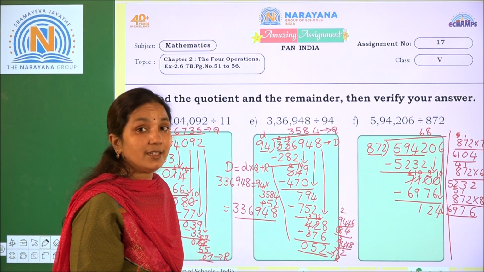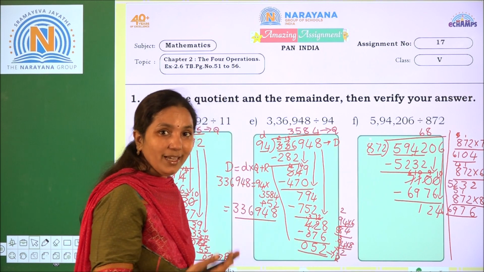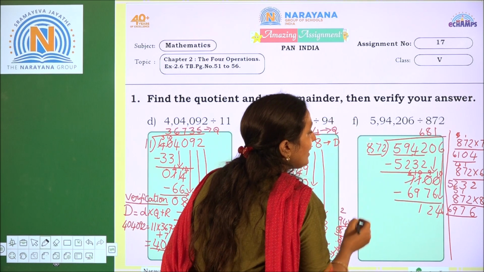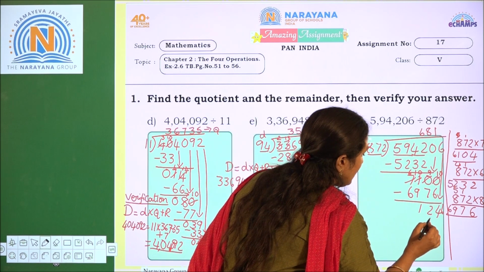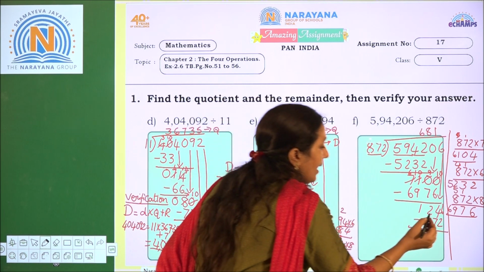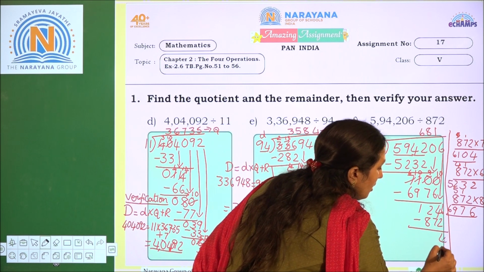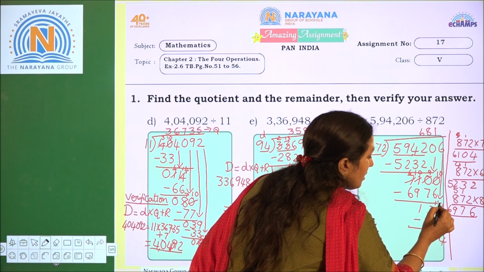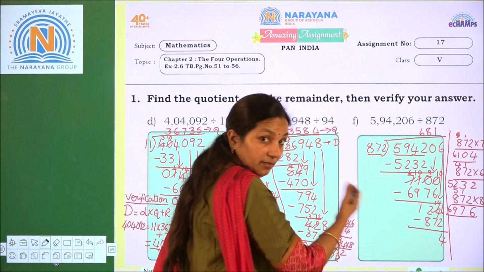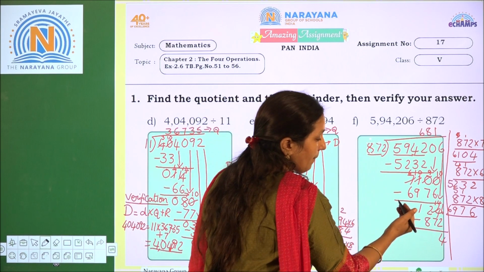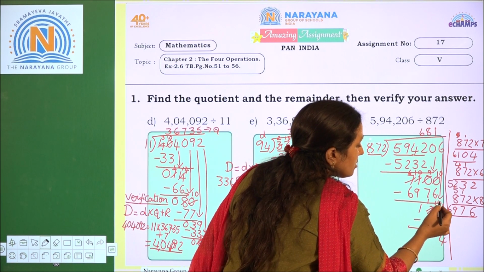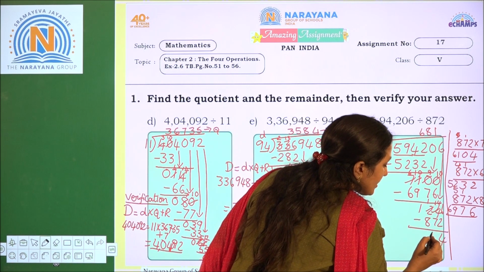So how many times can we take approximately? Can we take 2 times? 2 8's are 16. It will become more. So I am taking 1 time. 872. We have to subtract: 6 minus 2 is 4. 4 will become 14 because we cannot subtract 4 minus 7. So we regroup from the number before, the leftmost place. So 4 will become 14, and this 2 will become 1. So 14 minus 7 is 7.